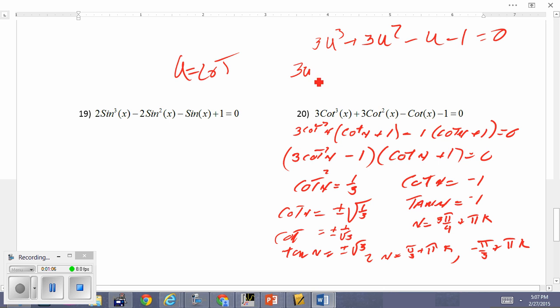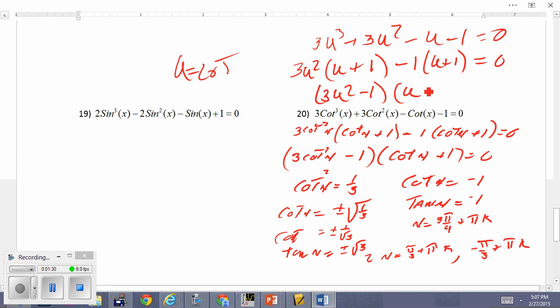From the first two, 3u squared comes out as a common factor, and then you've got u plus 1. Over here, pull out minus 1, and again you've got u plus 1. So the expression factors as a polynomial as 3u squared minus 1 times u plus 1 equals 0. Or if you were able to see right through and do that without the u substitution, go right to factoring down here, same order of business.